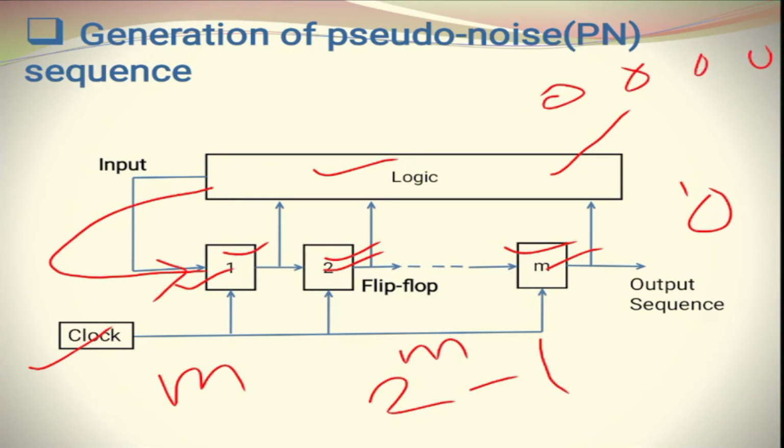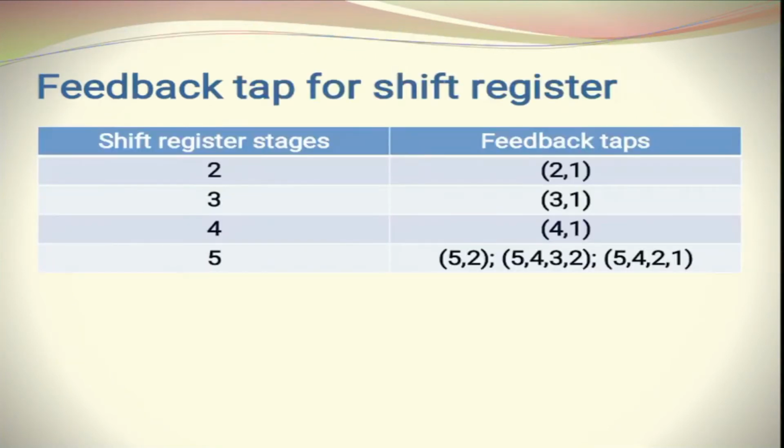So apart from all zeros values in the shift register, we may consider any number of values. This is how the PN sequence generator will provide us the PN sequence. Now, where to provide the tapping? The next slide is feedback tap for the shift register. So basically, where we need to provide the tapping.